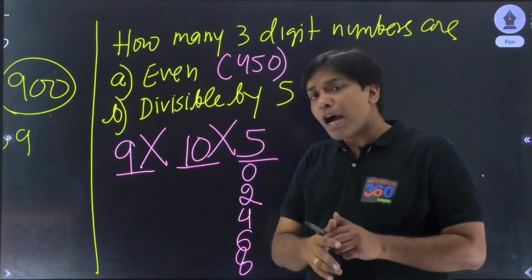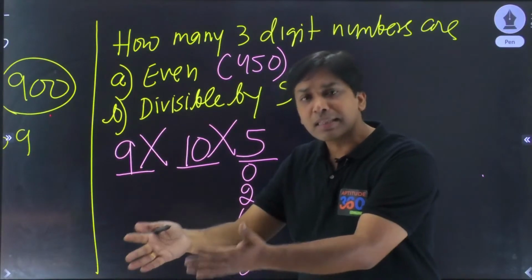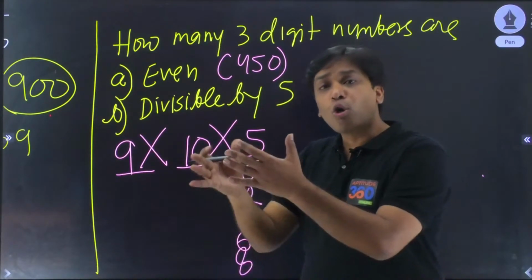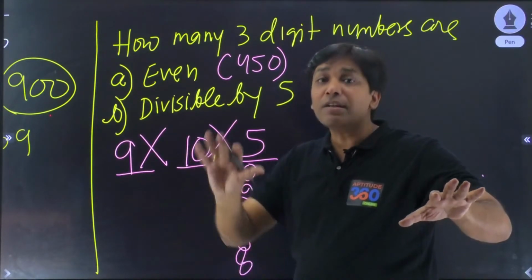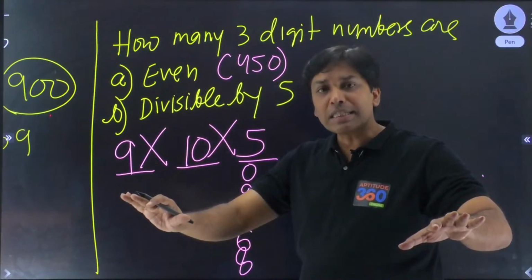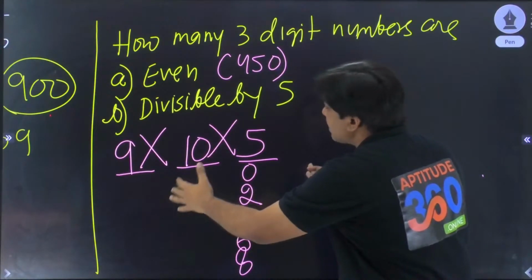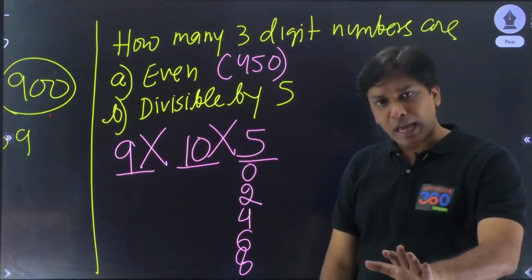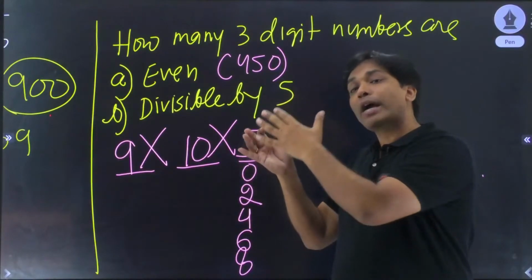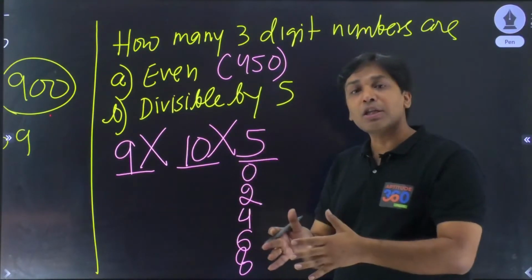Look, how many 3-digit numbers do you have? 900. Out of those 900, half will be even and half will be odd, isn't it? So what have we found out? How many 3-digit numbers are even? You know the answer, but what we are doing is trying to utilize the concept that we are learning to solve this problem.